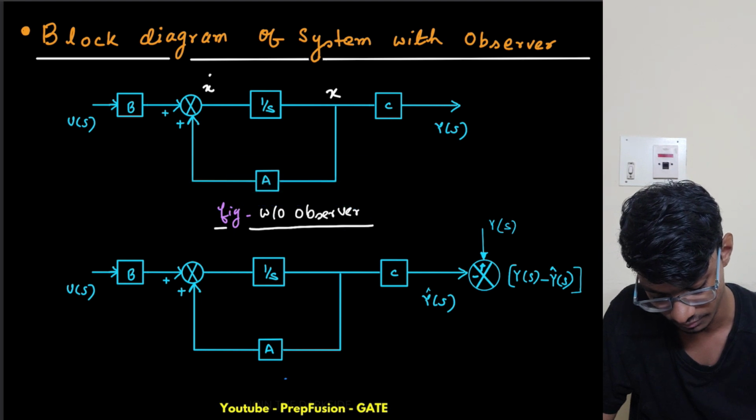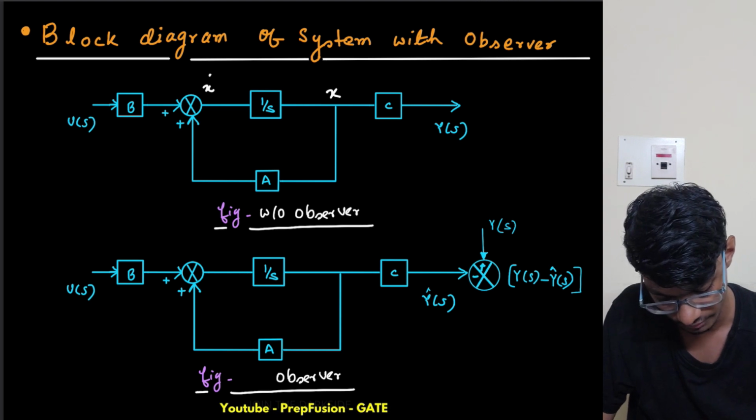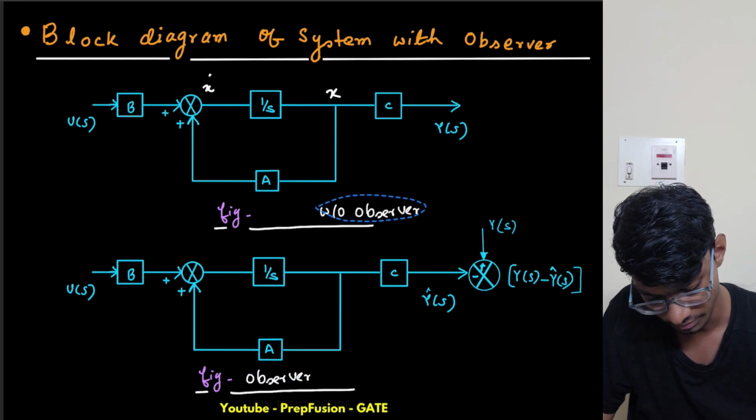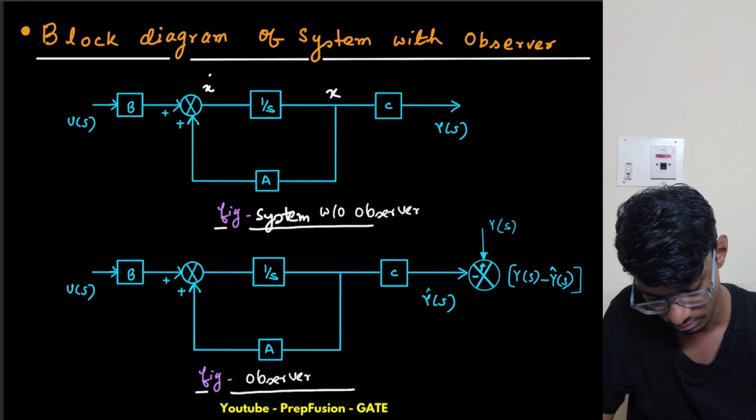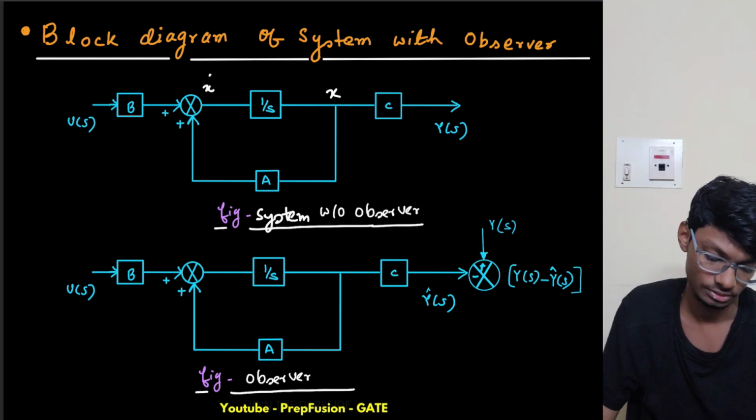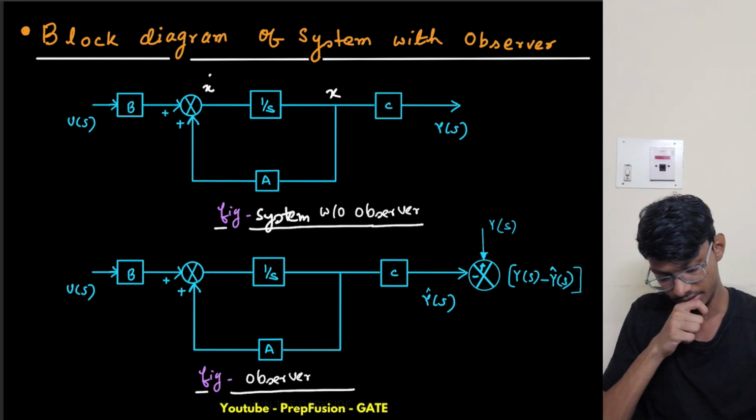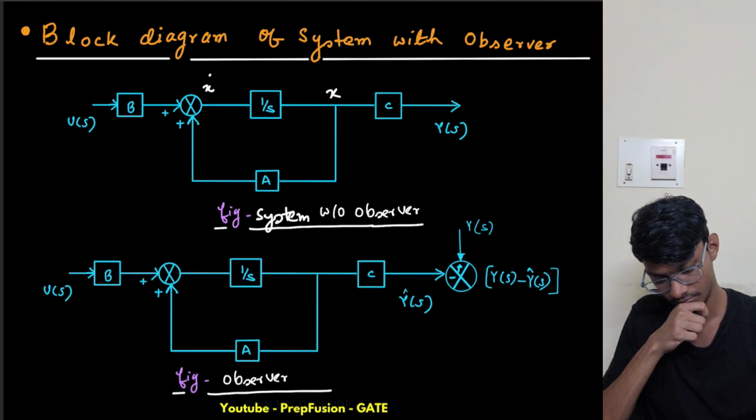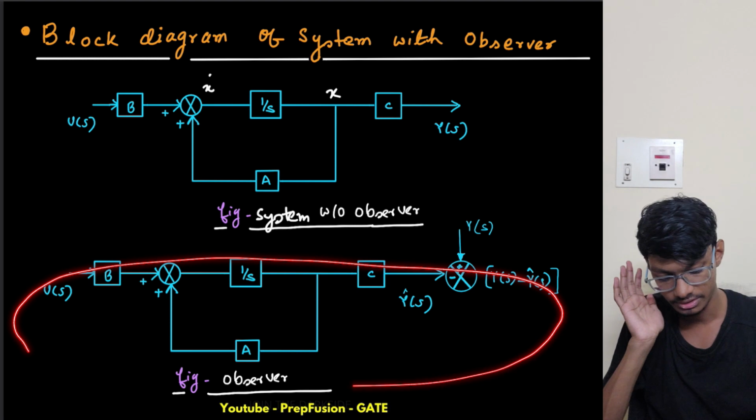So let me copy this here first. This is the observer itself. I will explain everything. Observer, and this is the system without observer. This block diagram we already know, so I'm not explaining it. What is this one doing?